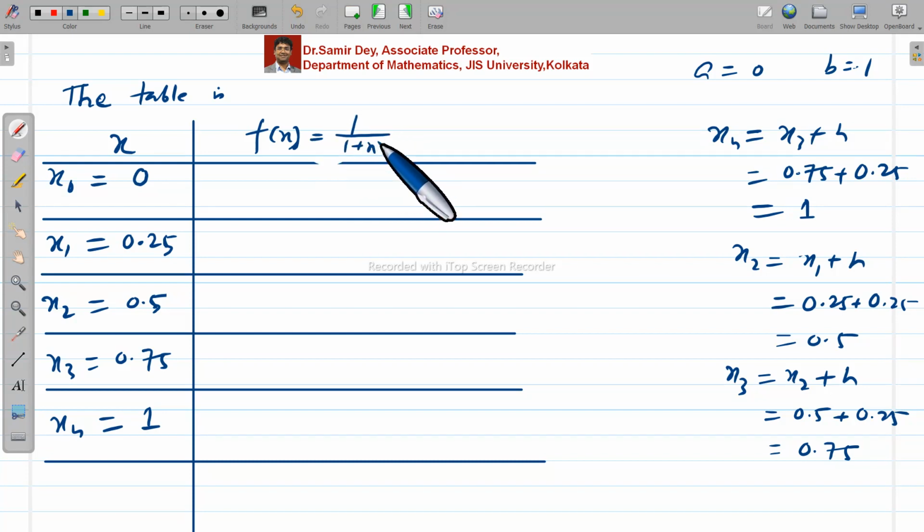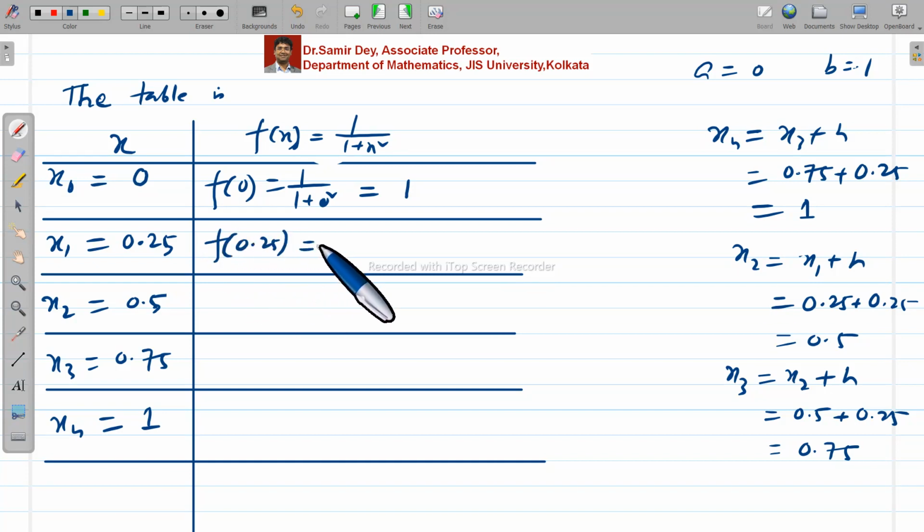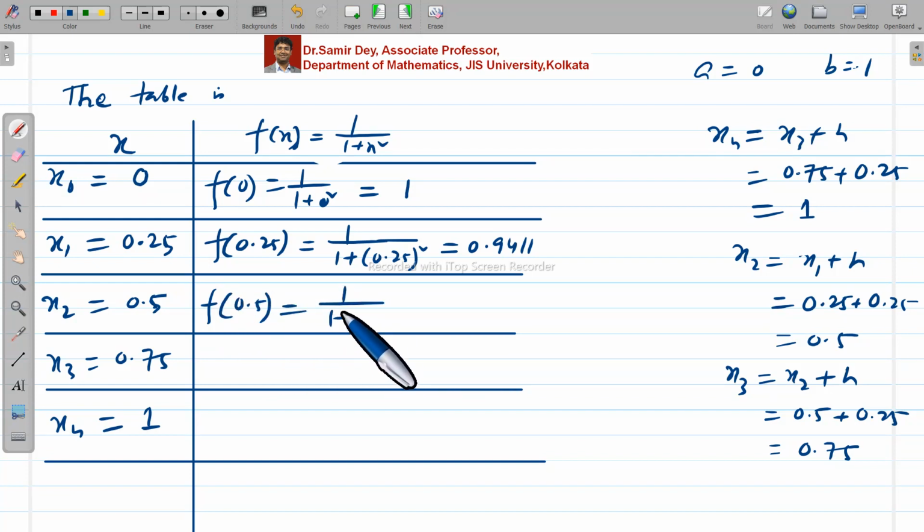Your function is 1 by 1 plus x square. So f of 0 is equal to 1 by 1 plus 0 square, which is 1. f of 0.25 is equal to 1 by 1 plus 0.25 whole square. Using a calculator, it is 0.9411. And f of 0.5 is 1 by 1 plus 0.5 whole square. Ultimately, using a calculator, it is 0.8.